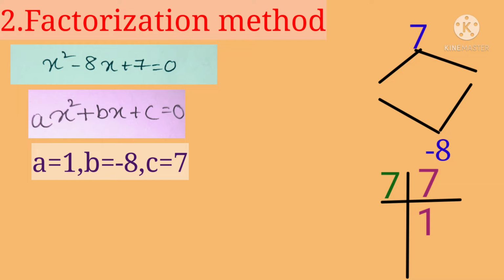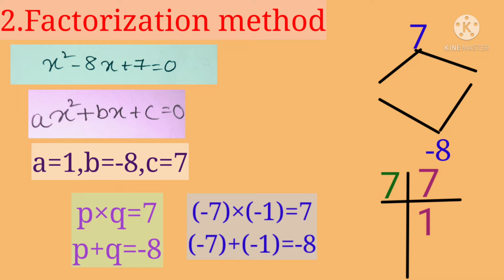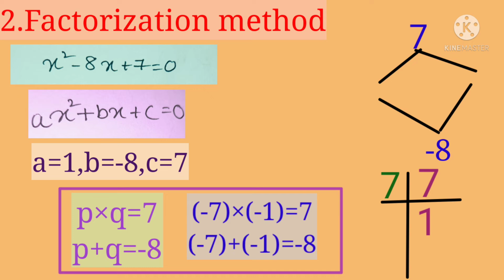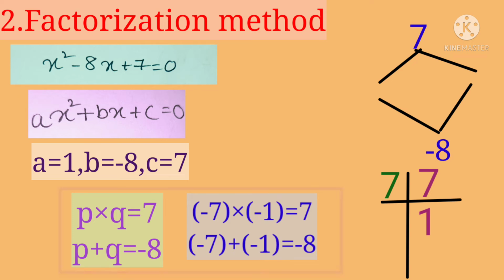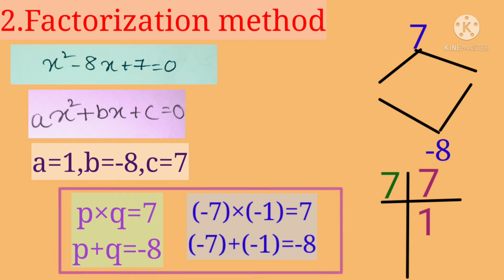7 and 1. If it is 6, then it will be 2, 3, 1. Over here it's 7, so 7 into 1 is nothing but 7. We multiply both numbers and we need to get the number in the upper triangular part, and we need to add or subtract the same two numbers to get the lower triangular part, that is minus 8. If we do the multiplication, 7 into 1 is 7. But if we add both numbers, 7 plus 1, it will be 8, but it can't be minus 8.